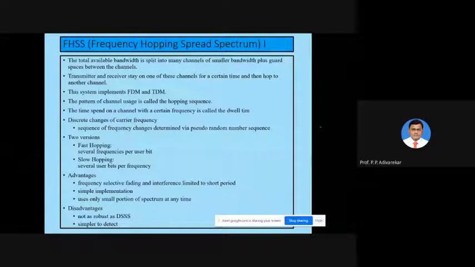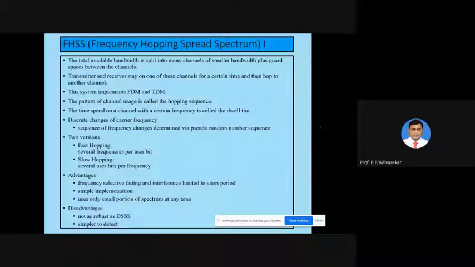Hello everyone. Yesterday we ended our session with the explanation of DSSS, that is direct sequence spread spectrum. So now today we are going to see FHSS, that is frequency hopping spread spectrum. How it is used and where it is used, that we are going to see.